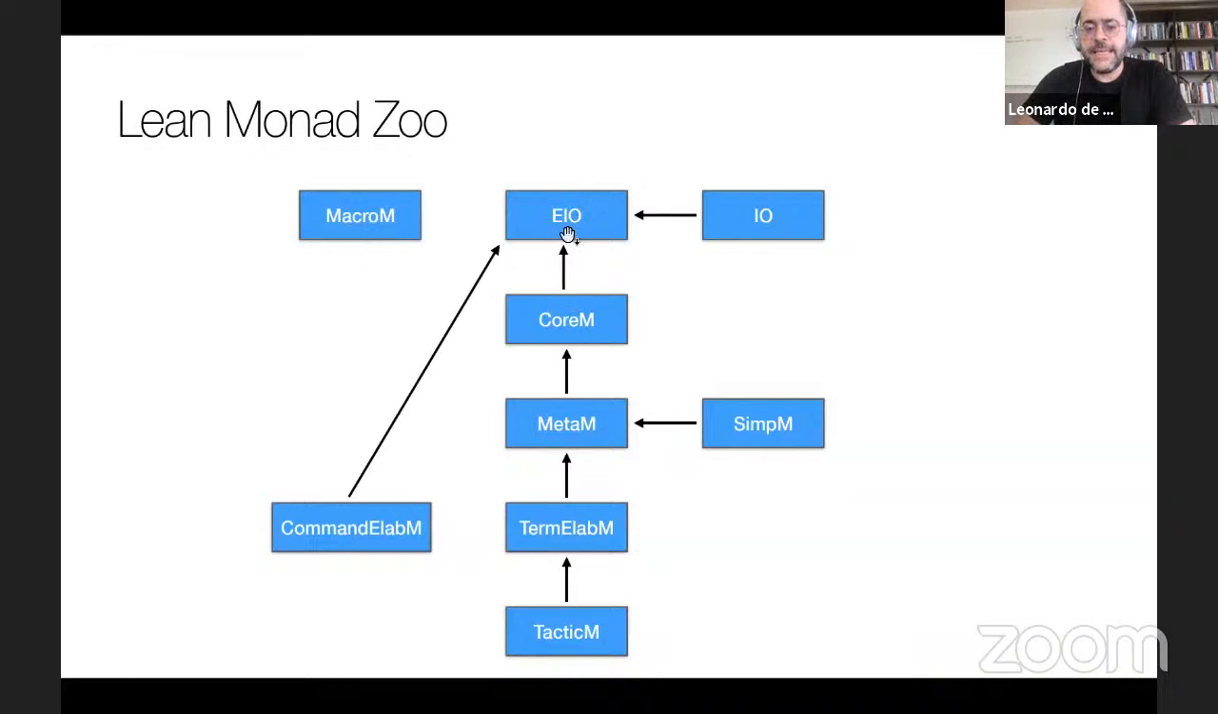At the top of our hierarchy, you have this configurable IO. It's like IO, but you can configure the exception. IO is a special case of EIO. Then we have CoreM, which is for basic infrastructure. MetaM is for metaprogramming in general. TermElabM is for writing elaborators for terms, something that converts syntax into a kernel expression. We have commands; CommandElabM is for elaborating commands. SimpM is the simplifier monad, where you add a little bit of extra state to a MetaM monad. And TacticM is the one that you are used to, where you have a list of goals that still need to be solved.